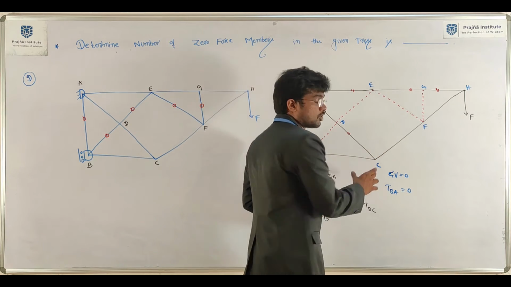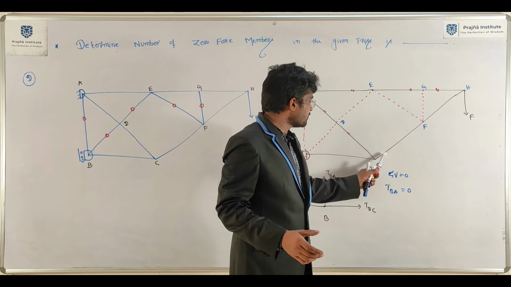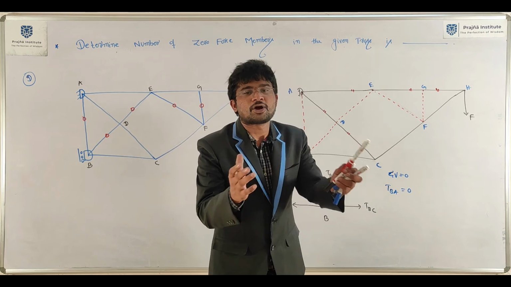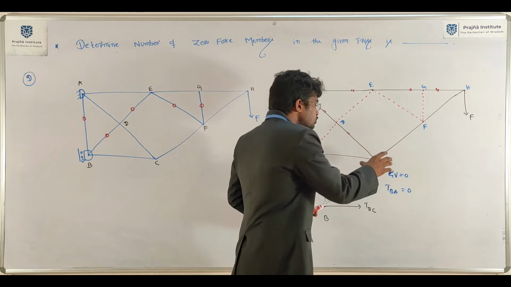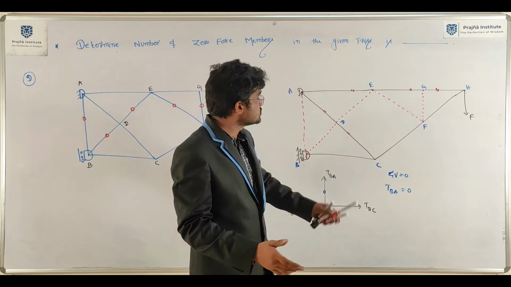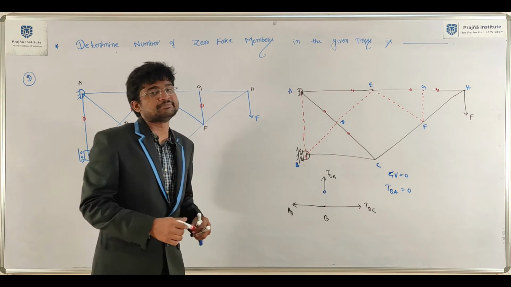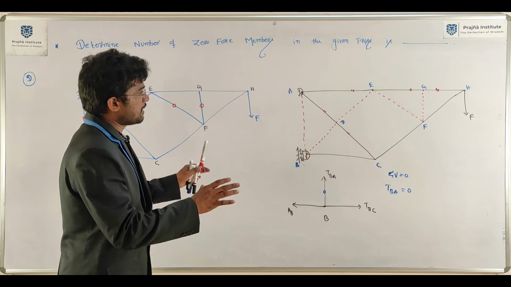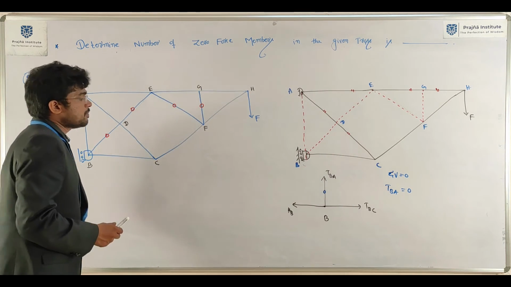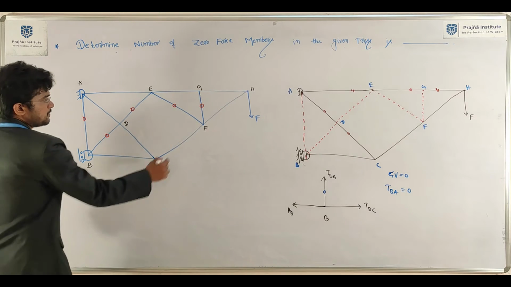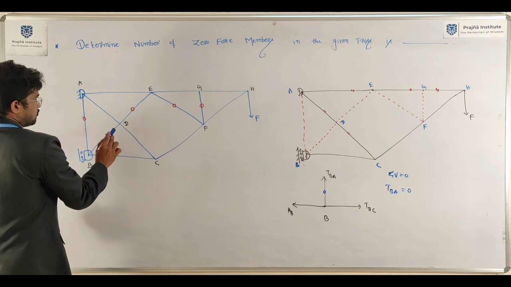But here you should not apply that rule. Three members are meeting, but two members are not collinear, and no load is acting at the joint. That is okay, but the two members are not collinear. That is why you should not apply the three members rule. So we applied the three members rule successfully. Then how many zero force members did you get? 1, 2, 3, 4, 5.